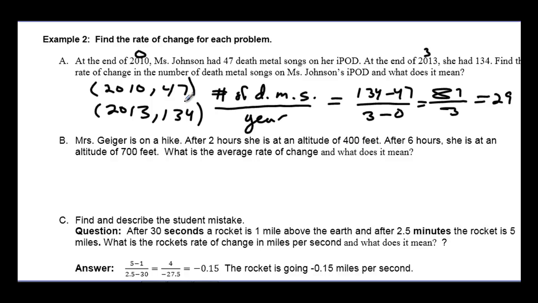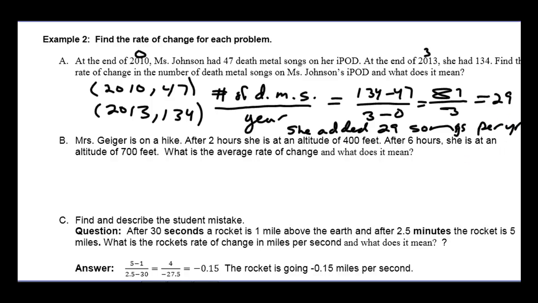Okay? Now, once again, we're not just looking for the slope. We have to say what this means. And, again, if you set this little fraction up here first with where we're putting numbers and what they mean, it's really easy. Alright, she added 29 songs per year.